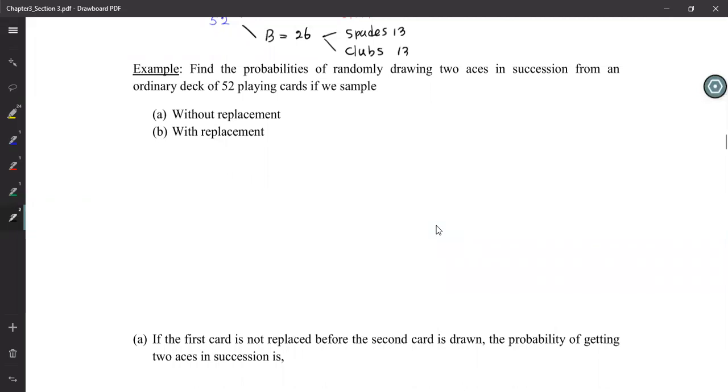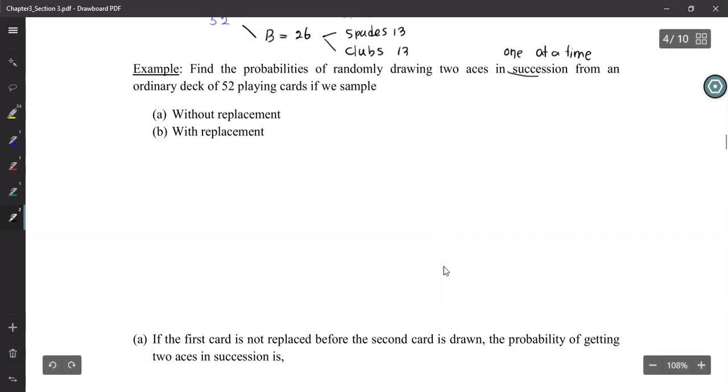Okay. In succession means one at a time. You are not picking two cards at a time. One at a time means you pick one card, check whether it is A or not, and then you pick the second card. When you do without replacement, that means you are not going to put the first card back into your deck. But when you do with replacement, you put the card back into the deck.